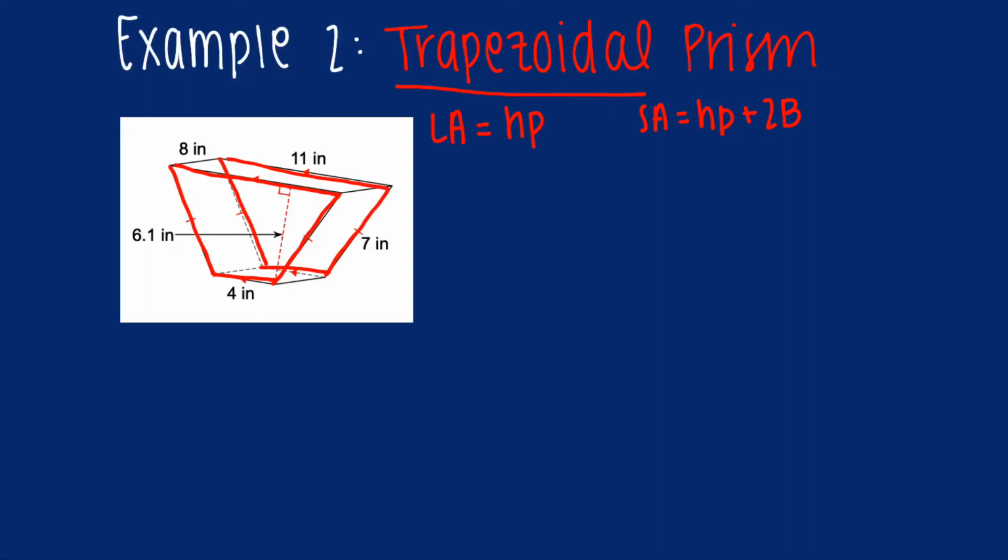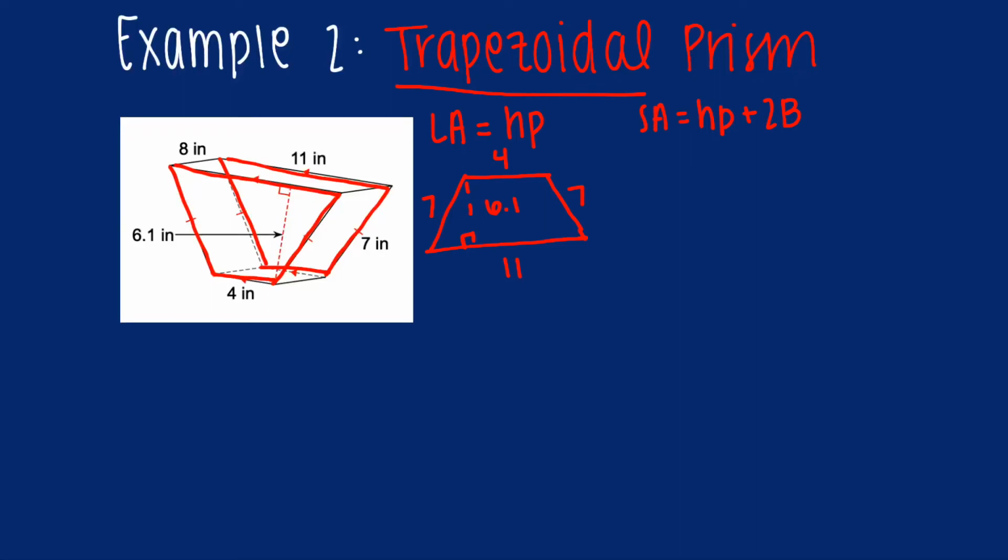I need to find my perimeter of my trapezoid, so I'm going to go ahead and draw the base out here so we can see it. I know that bottom base is 11. It's flipped upside down in the picture. I know one of the sides is 7. The other one also seems to be 7 because they're congruent. And that top base is 4. I've also been given the height of my trapezoid, and it's 6.1.